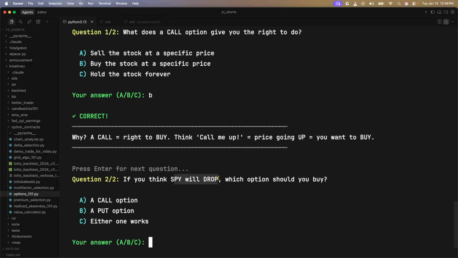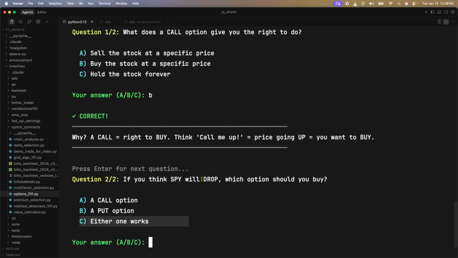Let's go ahead and go to our next question. If we think SPY will drop, so the market or SPY is going to drop, what are we? We're bearish on the market, right? So if we're bearish on the market, which option should we buy? Is it going to be a call option? Is it going to be a put option? Or either one works? Well, let's break this down.